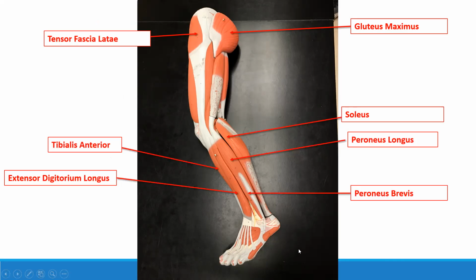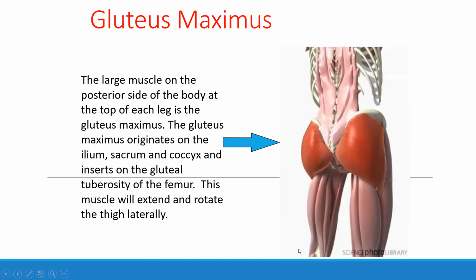So anyway, now let's, the gluteus maximus, as I said, is a very large muscle at the top of the legs. It runs up, it's right underneath the edge of the iliac crest, for part of it anyway.